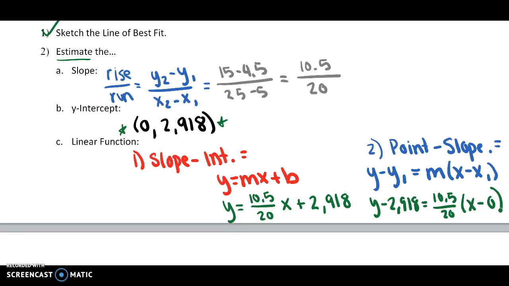And you could leave that as it is. That's why I like point slope. Or, this one can be simplified easily. x minus 0 is just x. But I don't care if you leave it in point slope form if we're using that.